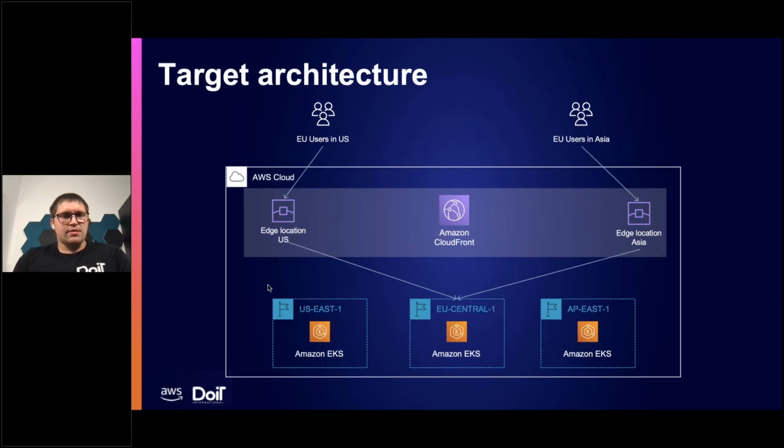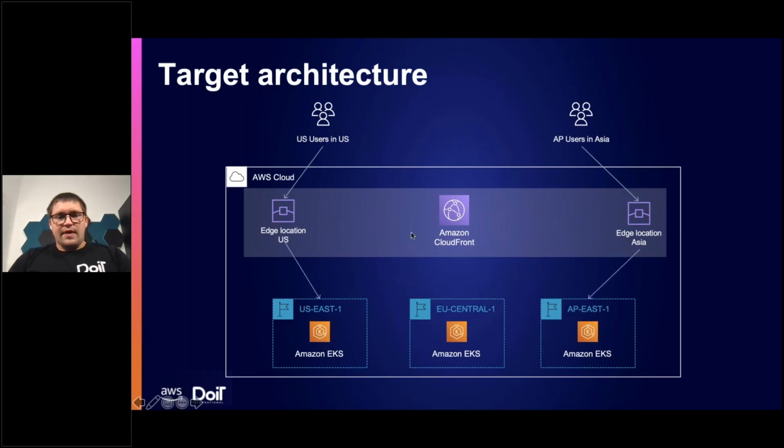So when users or people working for a European-based company are located in the US, they're hitting the edge location in the United States. But because they explicitly say that they're working for a European customer, they immediately end up in the Amazon network, and they can reach their target Kubernetes cluster in Europe much faster.